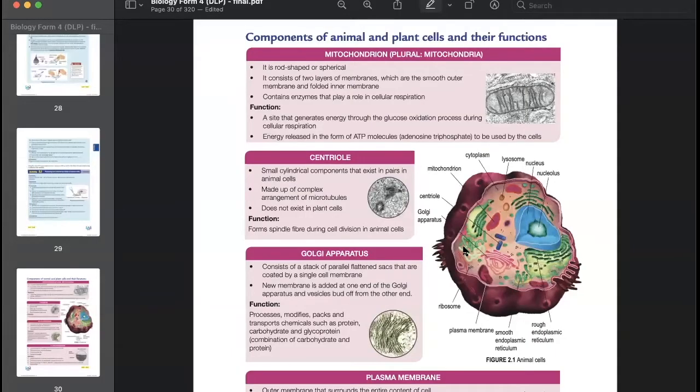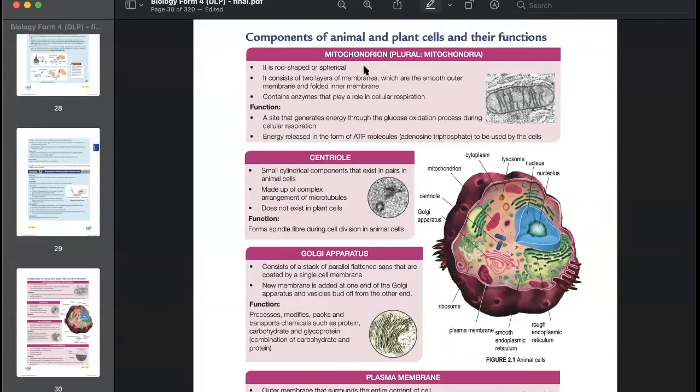Good morning, everyone. So today we are going to study a new topic, which is about animal cell and plant cell. Now we are going to focus on animal cell first. So here you can see this is how an animal cell looks like. Basically, an animal cell has a regular or irregular shape. We are going to study the components inside the animal cell in detail.